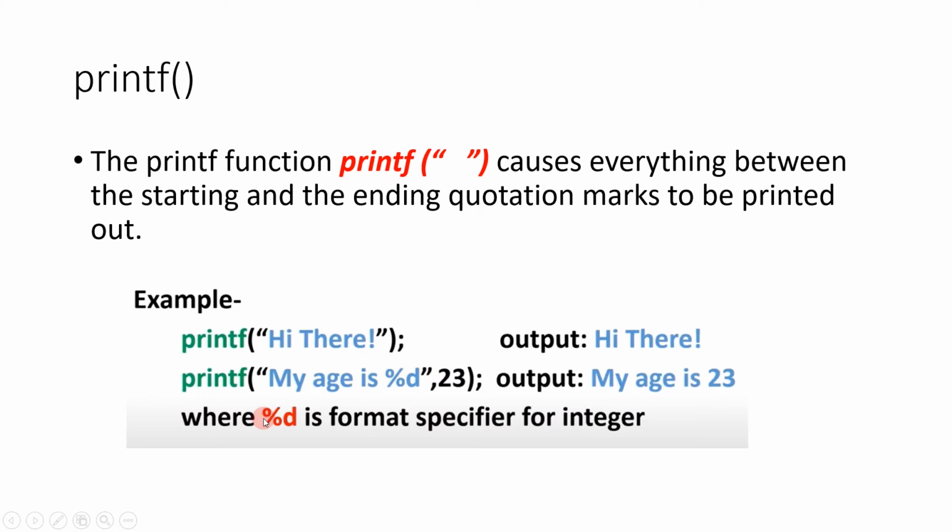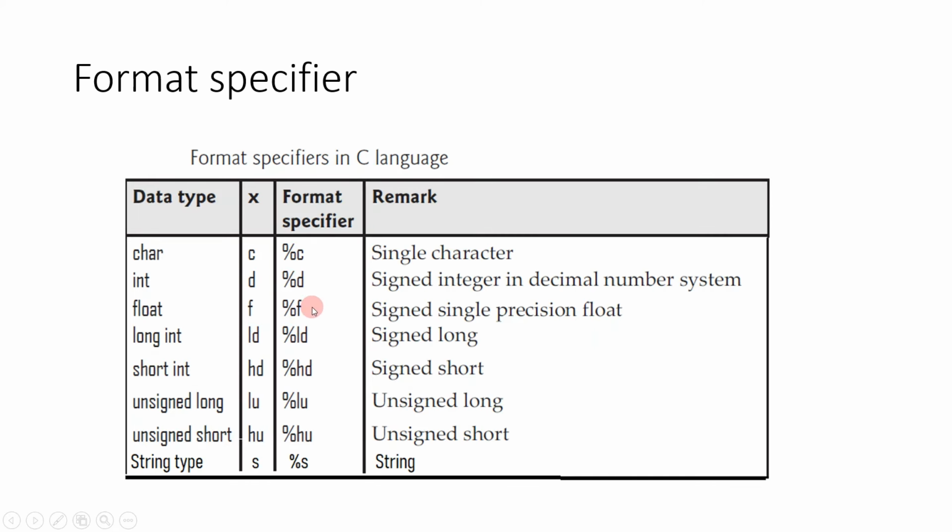For an integer, it is %d. And there are various format specifiers. Say for character, you give %c. For integer, you give %d. For float, you give %f. Then long integer. These three are the main things you should remember: character %c, integer %d, and float %f. Then the last one, for string, you use %s. Okay, you should remember this. They are called format specifiers for specifying the format of a particular data.